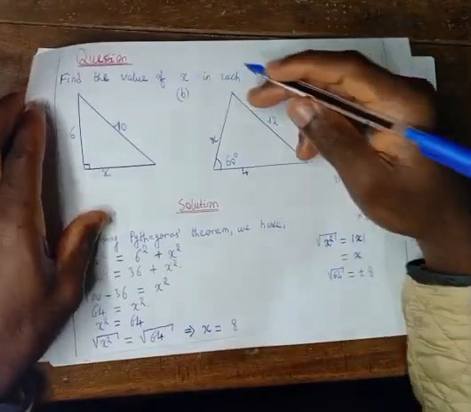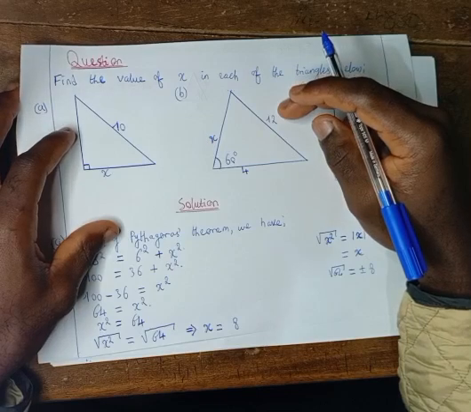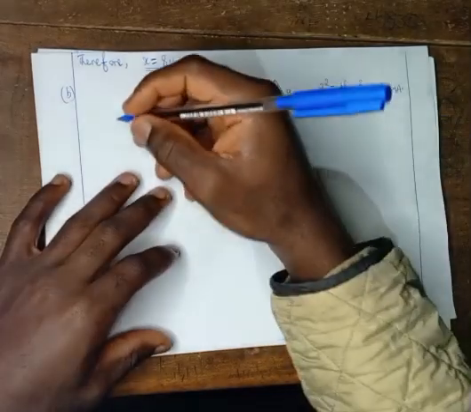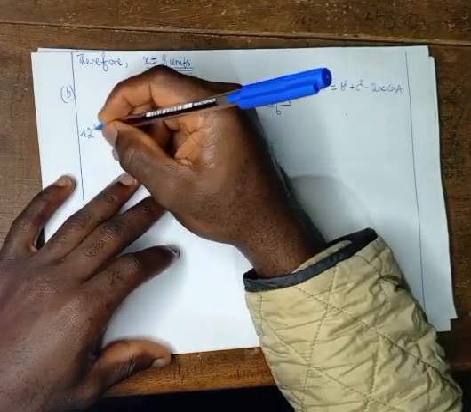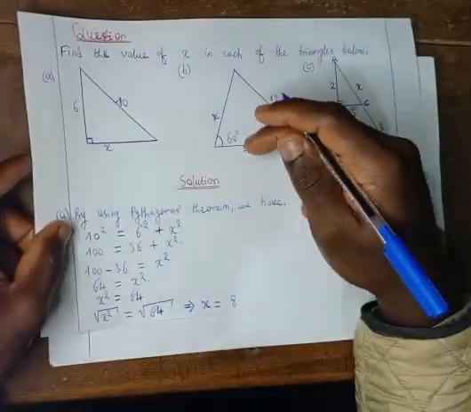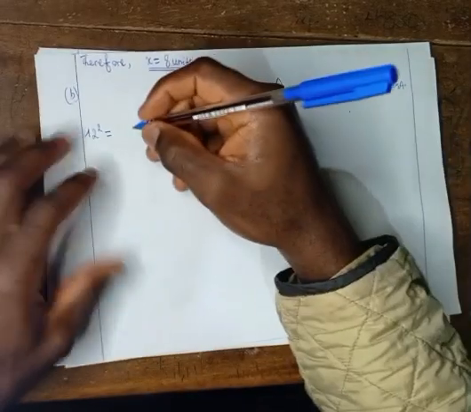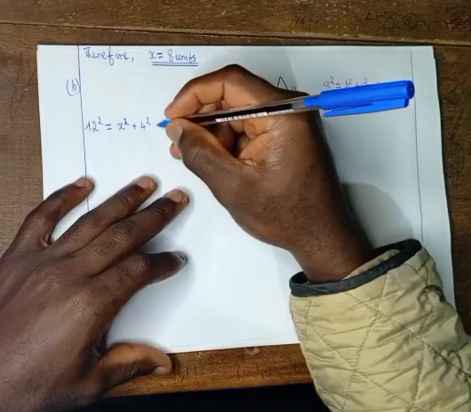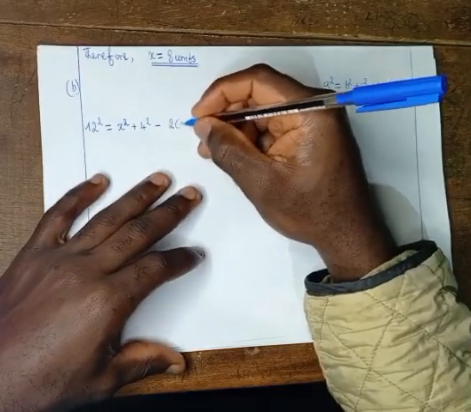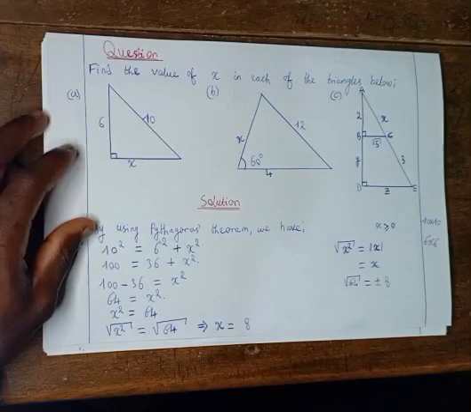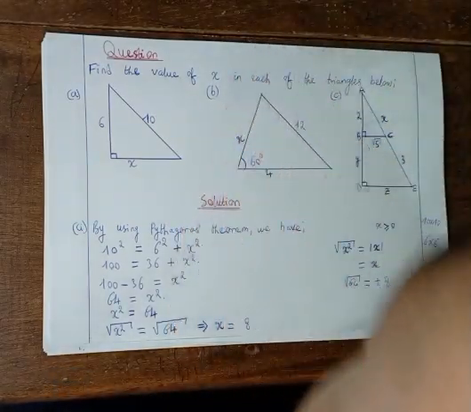In this case, the side which is opposite the angle has been given, we have 12. This will give us 12 squared to be equal to 4 squared plus x squared, so x squared plus 4 squared minus 2 times x times 4 cos 60 degrees, because the angle in between these two sides is 60 degrees. This angle.